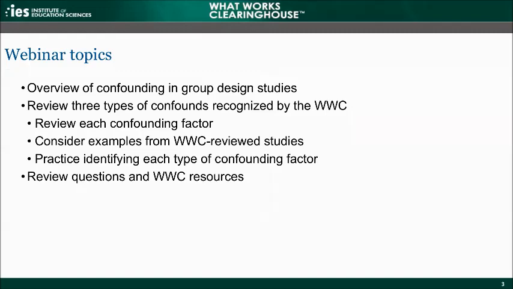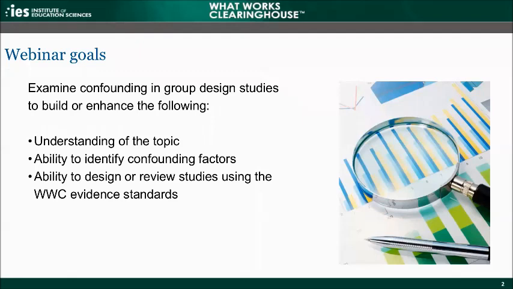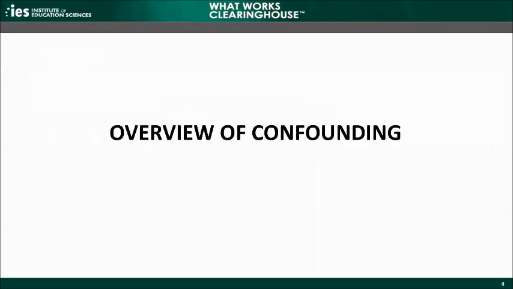We hope you leave today with useful takeaways and a better understanding of and ability to identify confounding factors when conducting WWC reviews of studies using version 4.0 of the standards and procedures. We'll provide an overview of confounding and group designs, which include randomized controlled trials and quasi-experimental designs, and also review the three types of confounds recognized by the WWC. And we'll also be providing opportunities to practice identifying confounds. With that, I'll turn the webinar over to our first presenter, Dr. Turner.